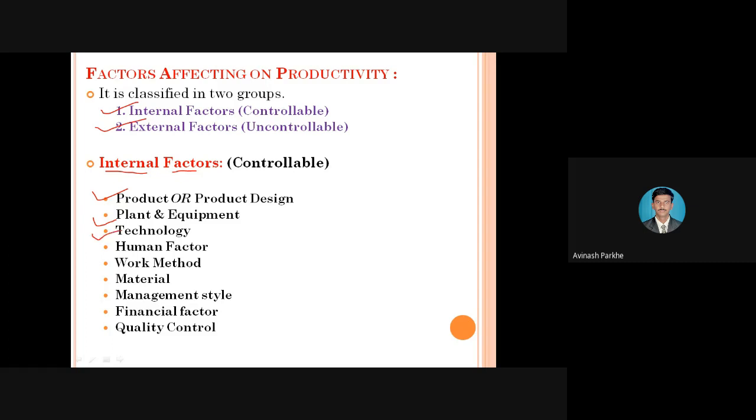Then technology. The third point is technology. Which type of technology are we using, whether the latest technology or outgoing technology? Because in the industry, whatever processes we are using, maybe manufacturing process, design process, or some quality checking process, so many techniques and technologies are there. So which type of technology are we using?